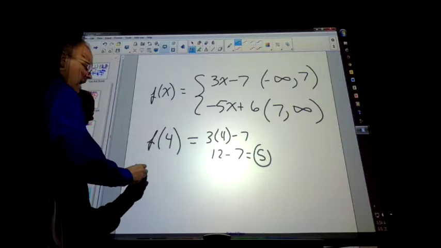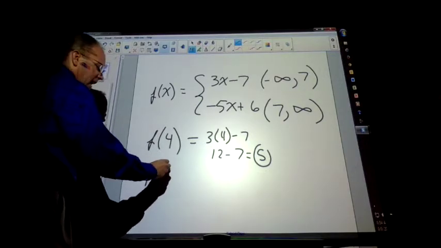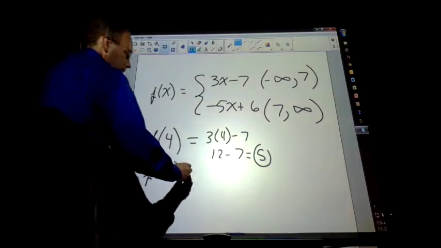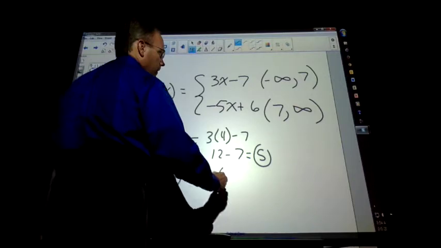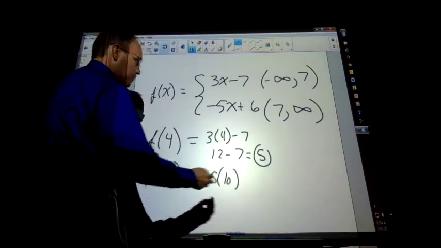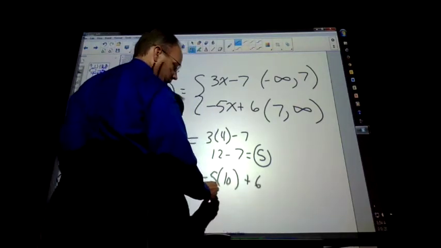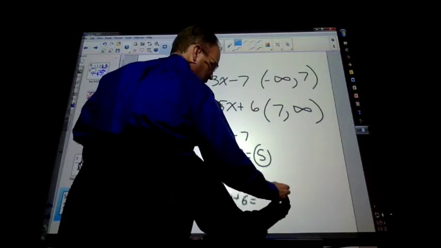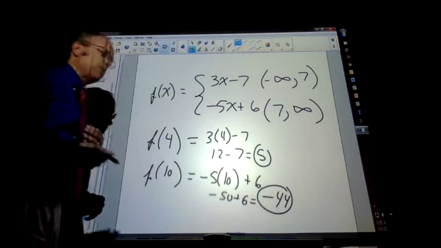Okay? What if I had function at 10? Top or bottom? Bottom. Why is that? Because 10 falls in the region between 7 to infinity. So I get negative 50 plus 6. It's a little blurry. We get negative 44 there.